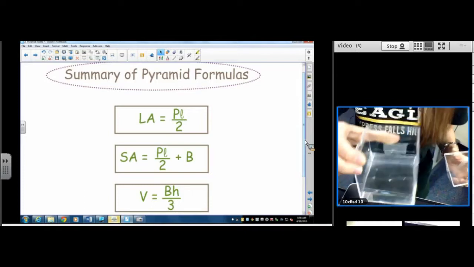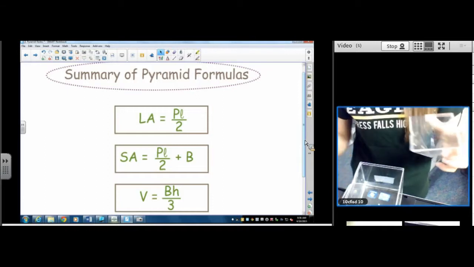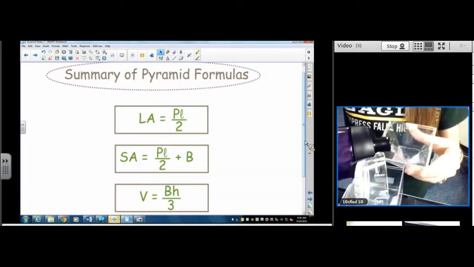See how that's only 1/3? You would think it's more, but it's really not. It takes 3 pyramids to fill a prism.